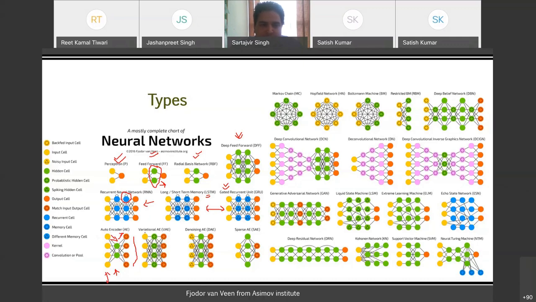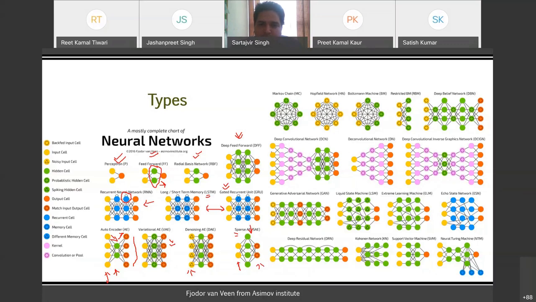Further, there is the variational autoencoder, which compresses the probability instead of the features. Then there are denoising autoencoders, in which a little bit of noise is added to the input cells. And there is the sparse autoencoder, which is very similar to the autoencoder, but the only difference is that the hidden layer has more cells as compared to the input and the output.